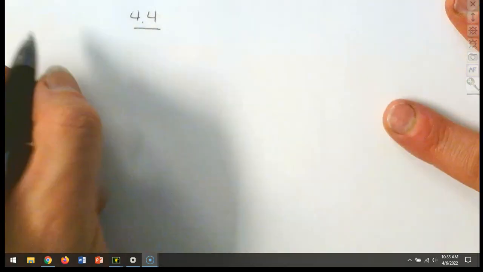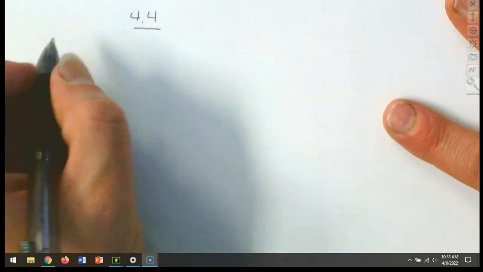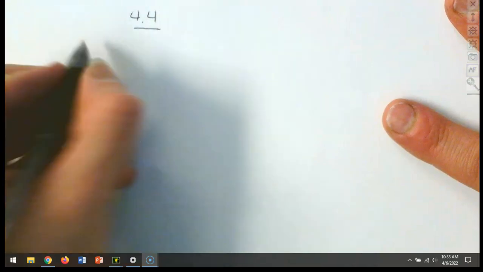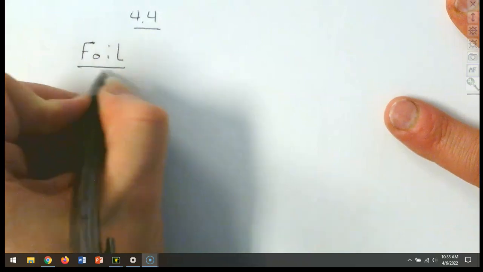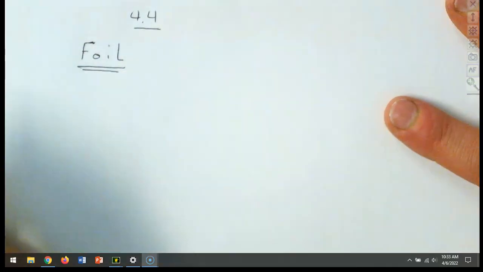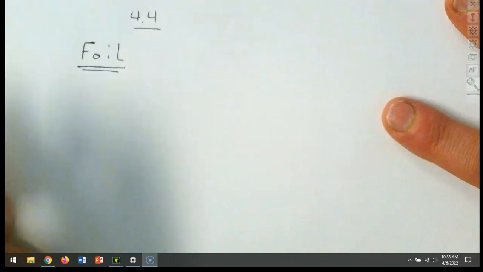We're going to learn now how to FOIL. So before break, we learned how to use the distributive property, where we distributed or pushed through terms with parentheses. Now we're going to learn how to FOIL. Okay? And FOIL works when you have two terms by two terms. So we're going to learn the FOIL method, and the FOIL method only works when you have a 2 by 2, so a binomial times another binomial.